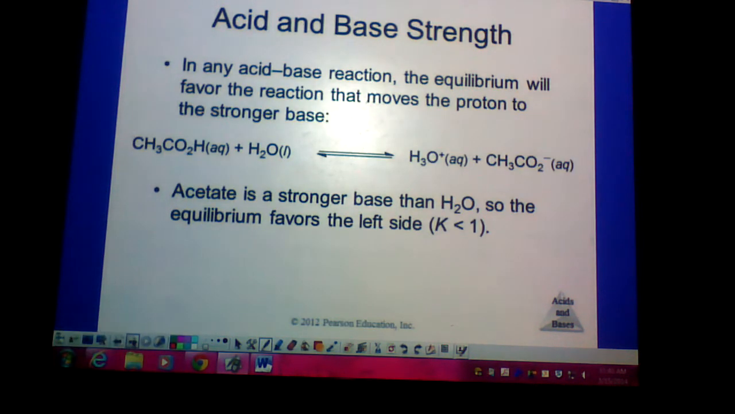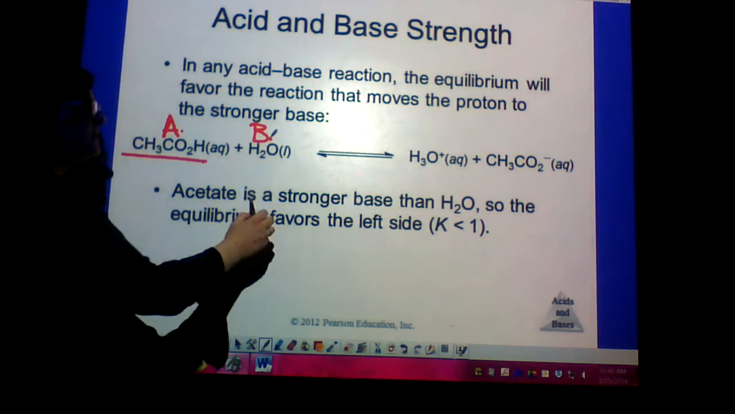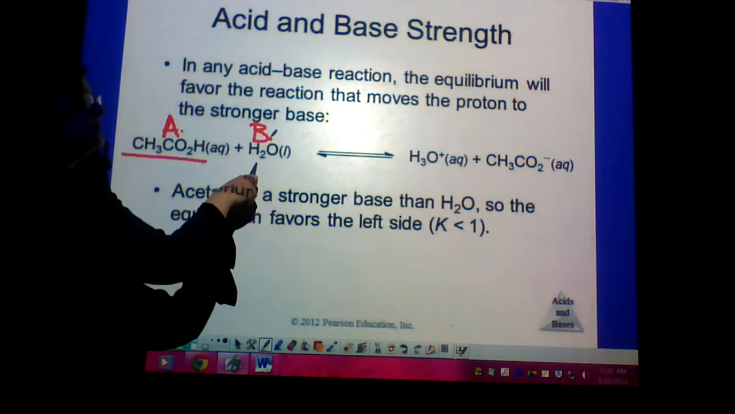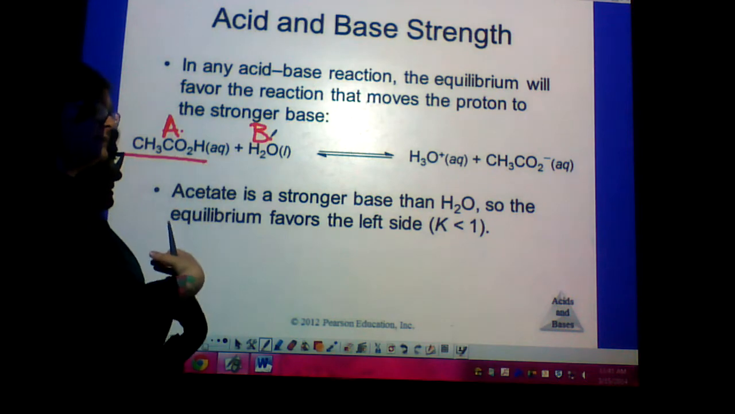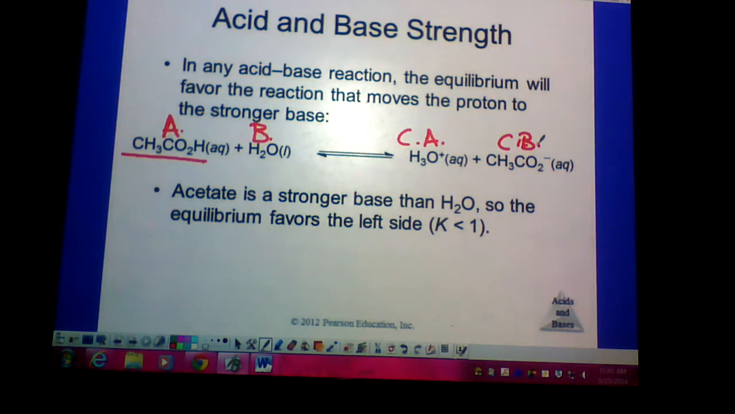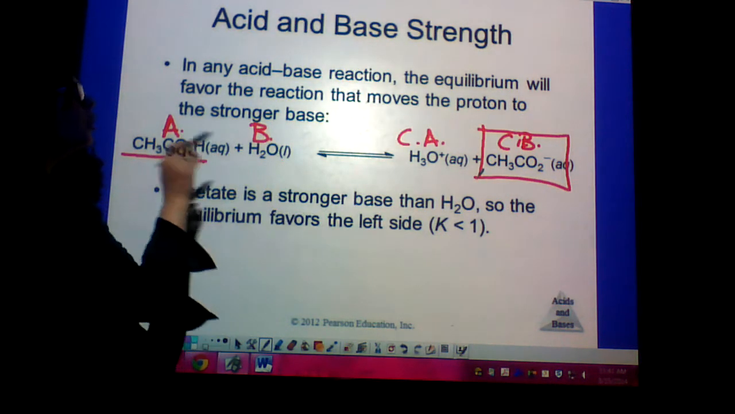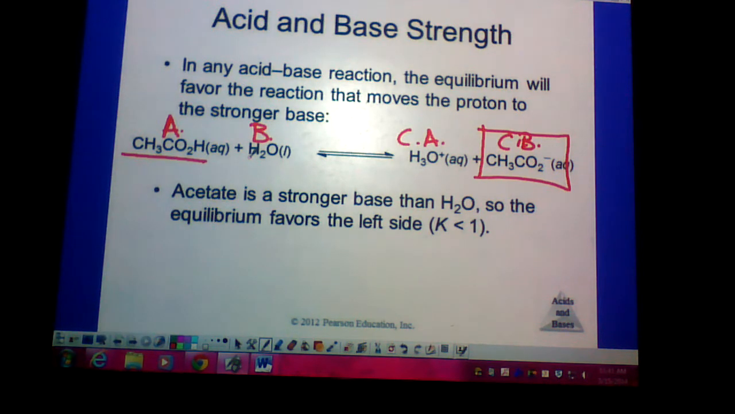Let's say we look at a weak acid instead. I have acetic acid here. That's a weak acid. It's not one of my 7 strong acids. Water is going to act as a base, and the base that's accepted a hydrogen ion means hydronium is going to be my conjugate acid. That means that acetate ion is going to be my conjugate base. If I go back and look at that first slide that has the table, I know that acetate, C2H3O2 minus, is a stronger base than water. Because acetate is a stronger base than water, the equilibrium is going to favor the left side.